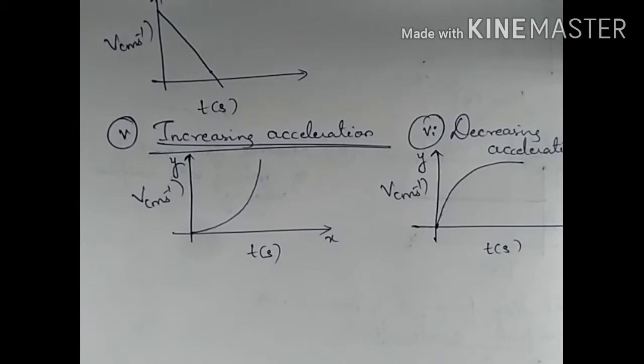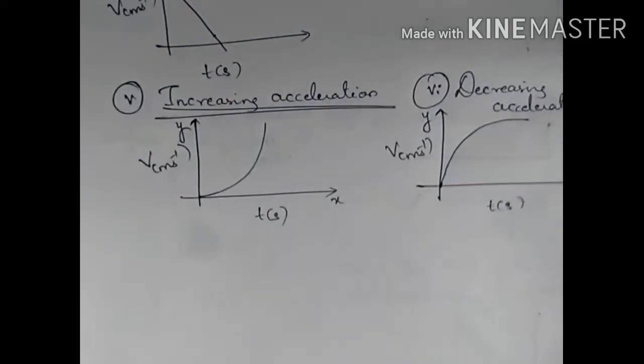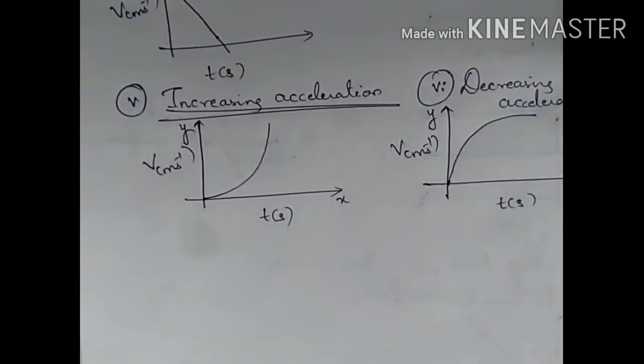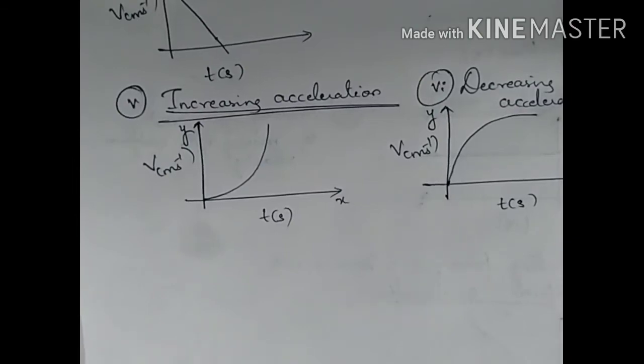The interesting feature of the velocity time graph for any moving object is that if you take the area under the curve, it will give the displacement of the body for the given interval of time. So let us see that interesting feature of the VT graph.